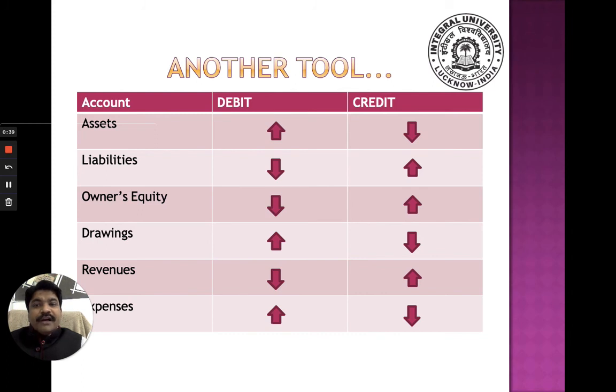Another tool: assets increase, we post on the debit side, and assets decrease, we post on the credit side. Liability increases, we post on the credit side, and liability decreases, we post on the debit side. Owner's equity decreases, we post on the debit side, and if it increases, we post on the credit side. Drawings increase, we post on the debit side, and if they decrease, on the credit side. Revenue decreases, we post on the debit side, and if it increases, on the credit side. Expenses increase, we post on the debit side, and if they decrease, on the credit side.